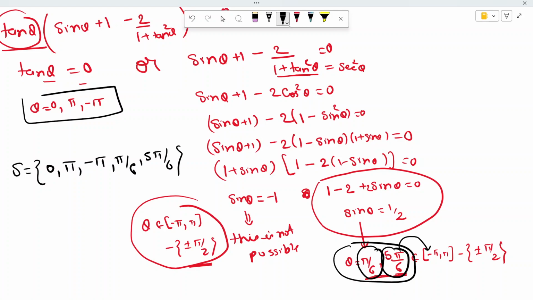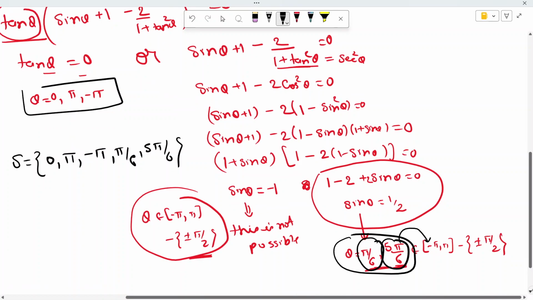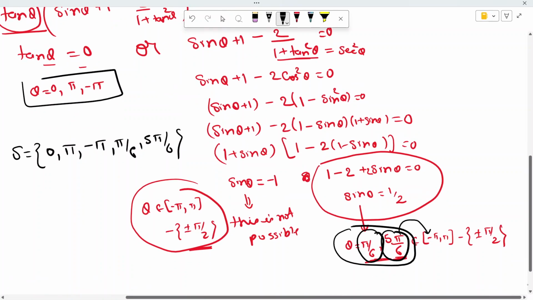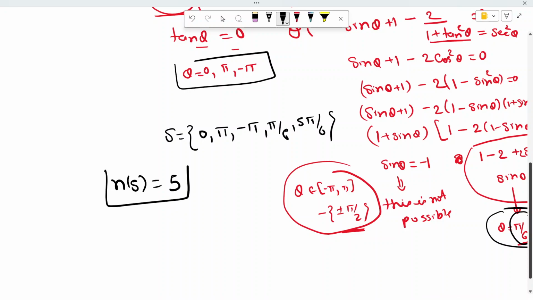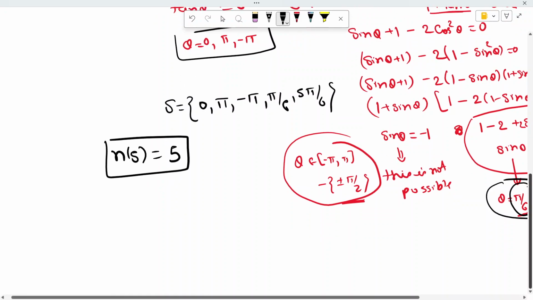Now it is just calculation, we just need to find it. So the cardinality of S is 5. Now we have to find T. Let's move to T.